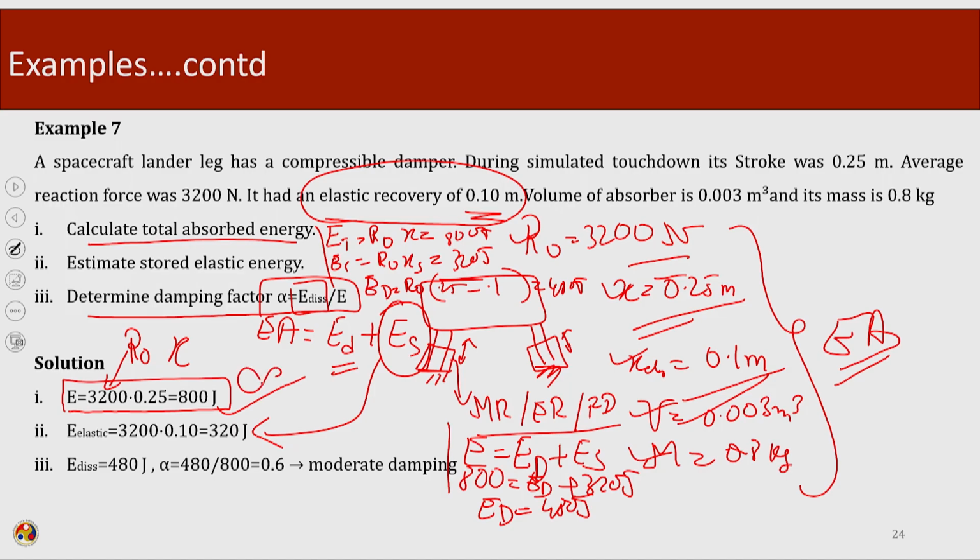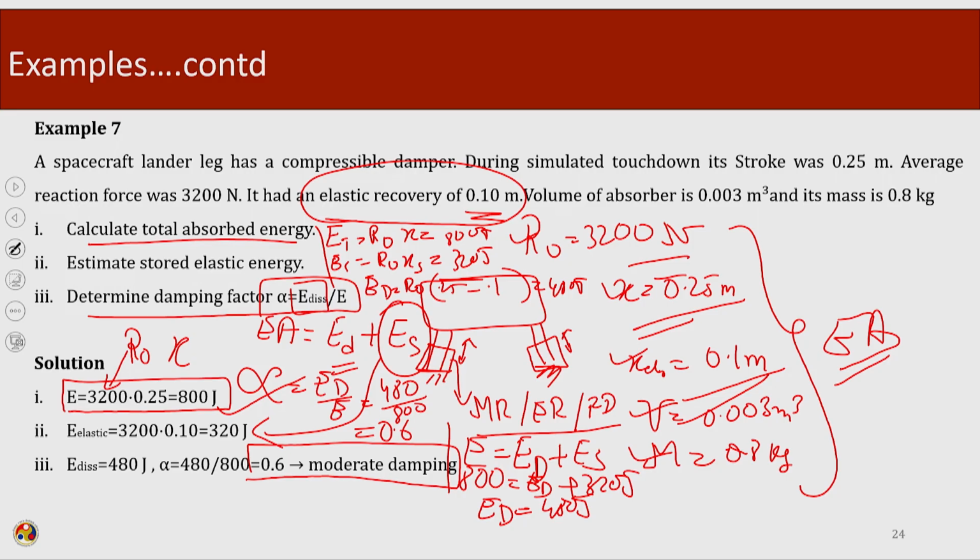So, the damping factor alpha is E dissipated divided by E total. Our E dissipated is 480 divided by 800. So, the damping factor comes out to be 0.6, which gives an average type of damper. Its value is slightly more than 0.5. So, it has a moderate damping.